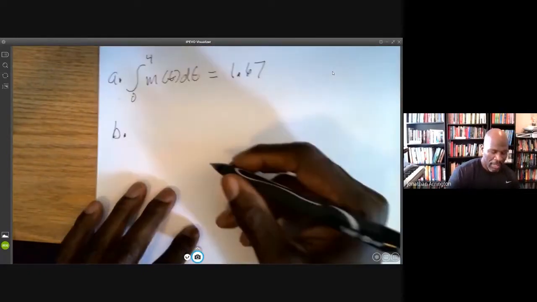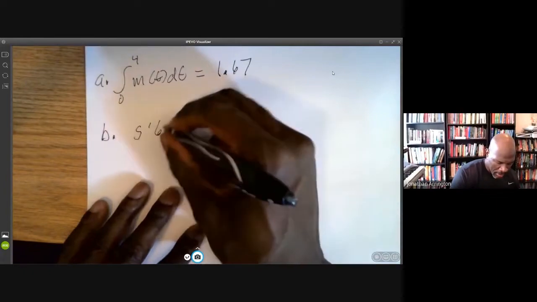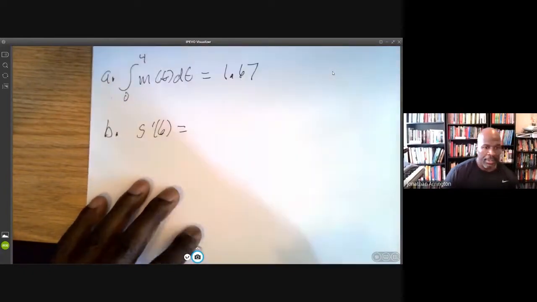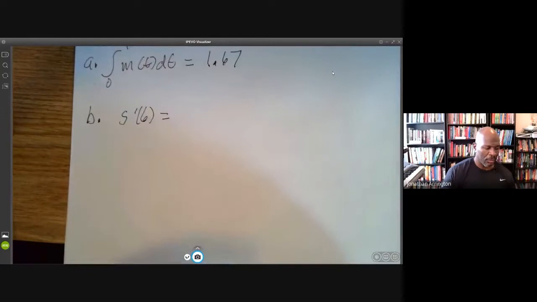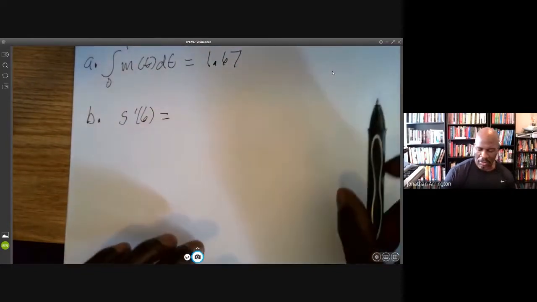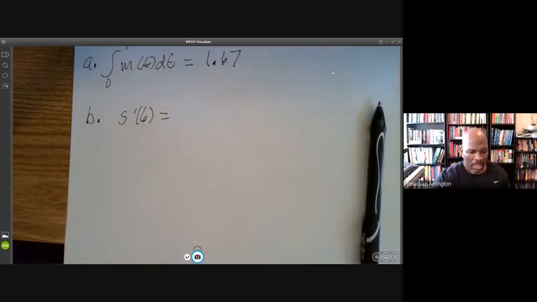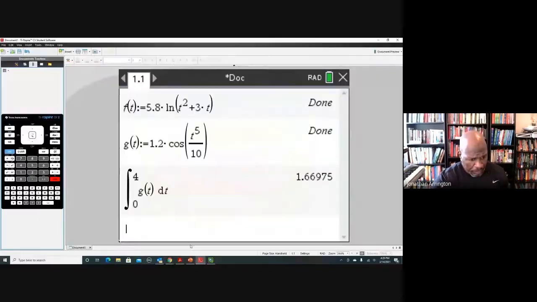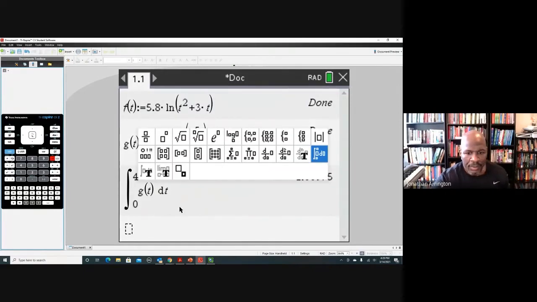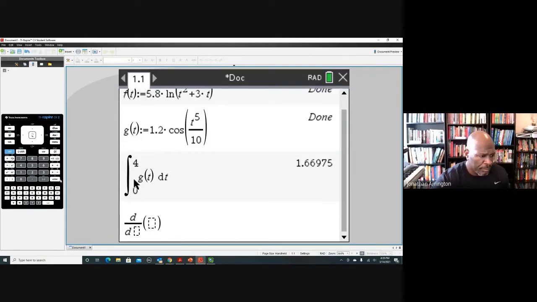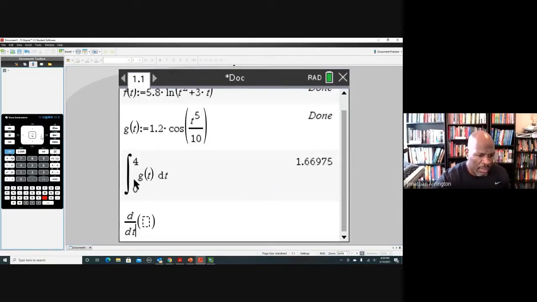As far as what we need to write, S prime of 6, and then we'll write what it equals, and then we'll explain what it means in the context of the problem. So let's figure out what S prime of 6 is. S was the rate in, and I like to call the rate in F. So we're going to find F prime of 6. We're going to take the derivative with respect to t of F of t.